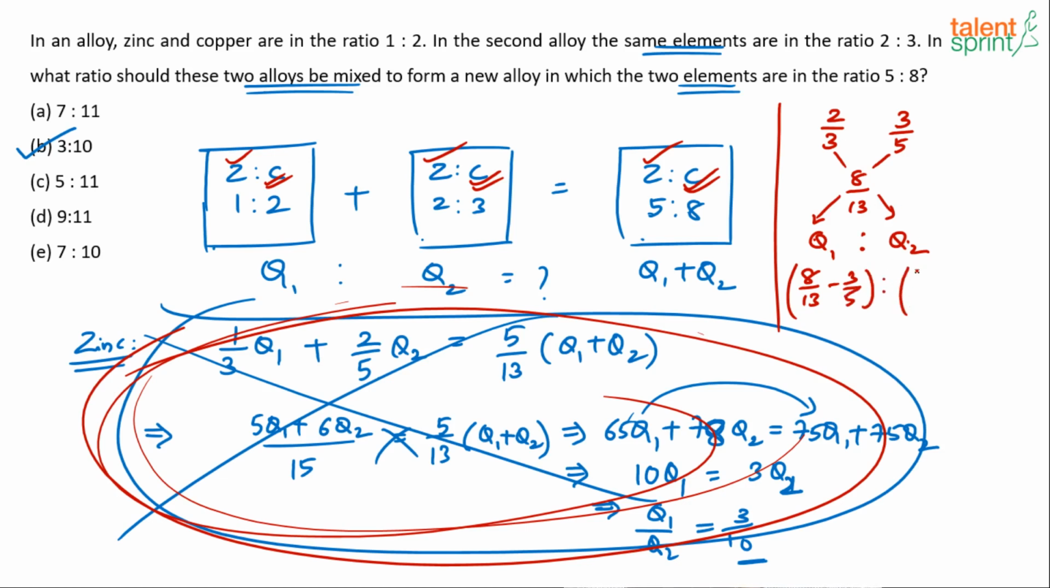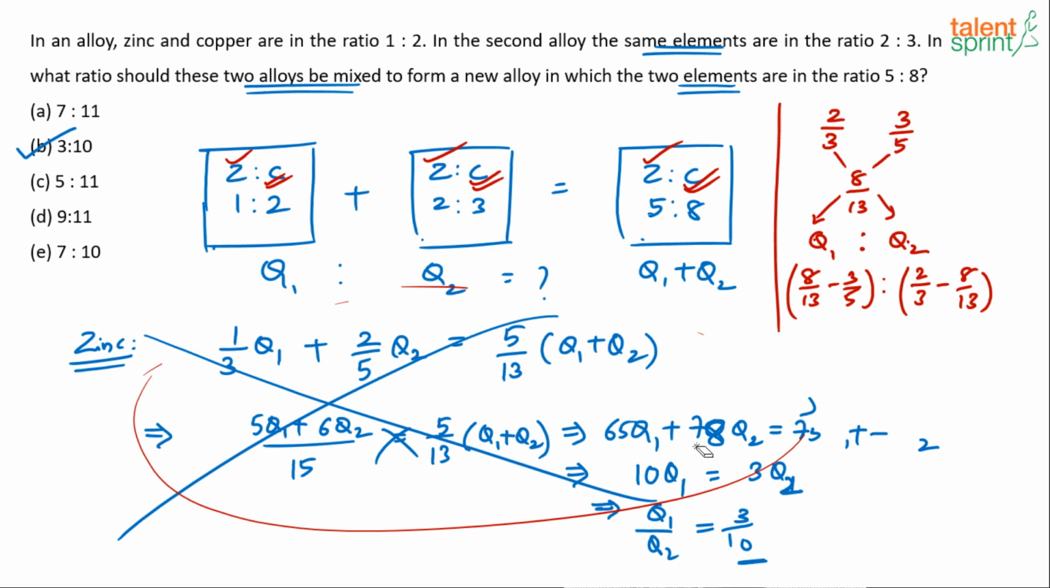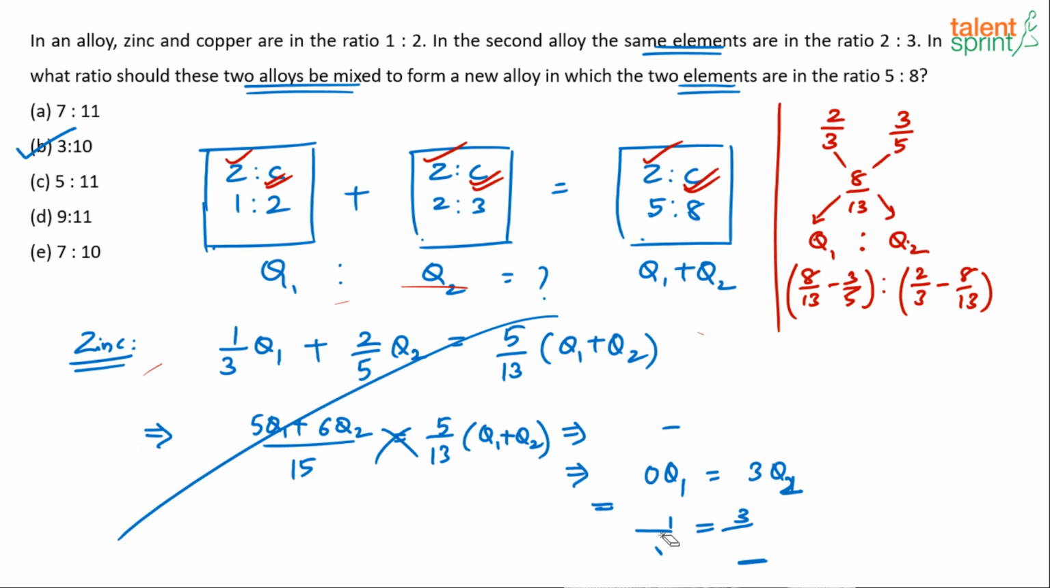This is going to be 2 by 3 minus 8 by 13. Understand? Difference of these two. So 8 by 13 minus 3 by 5. This is 2 by 3 minus 8 by 13. Again, work is involved in terms of solving that. Let me just get some space to try it out, because I have to prove to you that the answer is... either you do it this way or that way. Answer is 3:10. Sorry, not 3:2, 3:10.